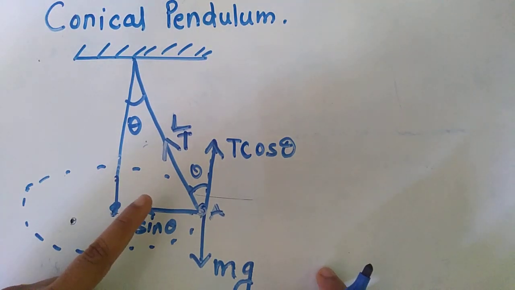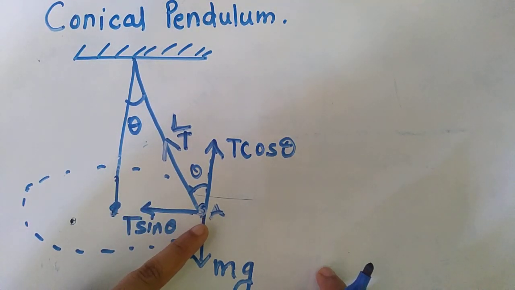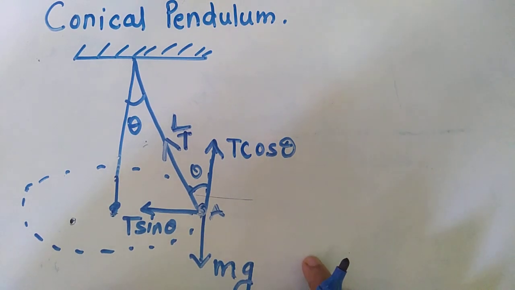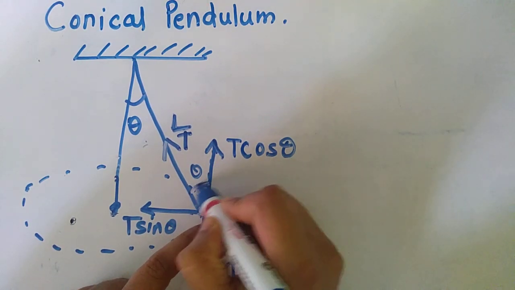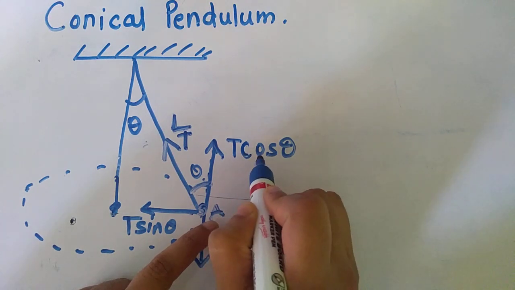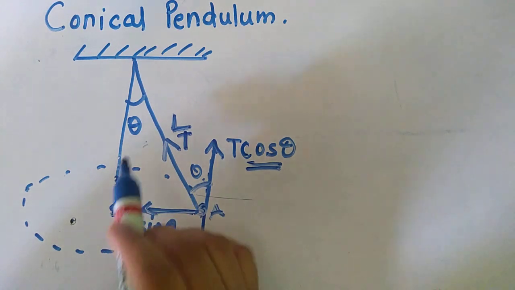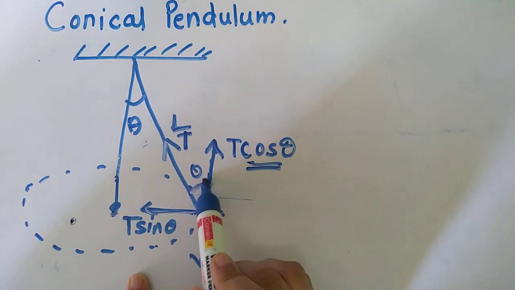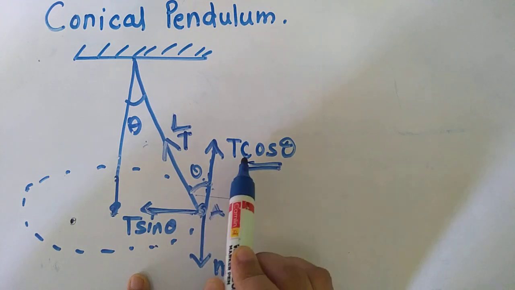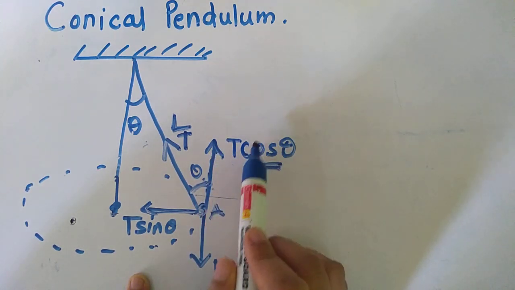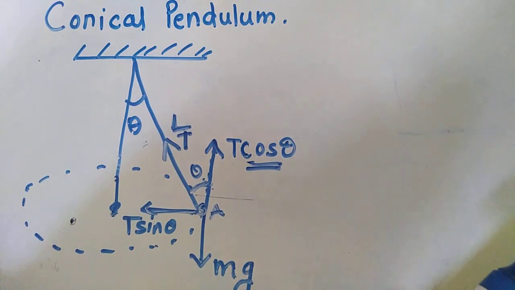For any object there must be a gravitational force. So one force is mg, which is always downward, the weight. Now the tension has two components. Nearest to theta there is always a cos term, and opposite to it there is a sine term. This angle is theta, an alternate angle, so this angle is also theta. So the tension components are T cos theta and T sin theta.